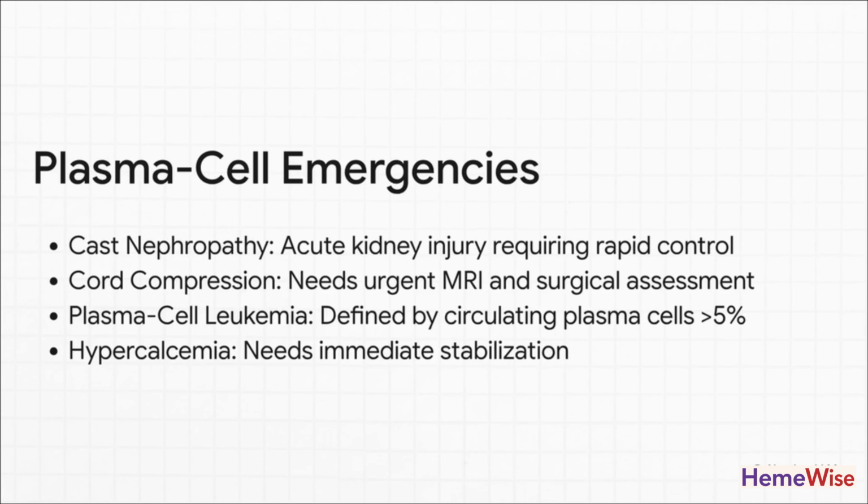Now, in the acute setting, you've got to instantly recognize plasma cell emergencies. Whether it's the acute kidney injury of cast nephropathy, cord compression requiring urgent surgical assessment, or the newly updated 5% circulating threshold for primary plasma cell leukemia, seeing any of these signs triggers immediate, aggressive clone control.